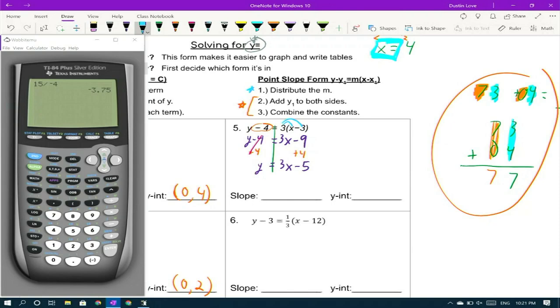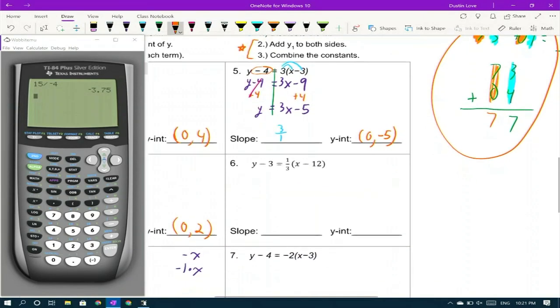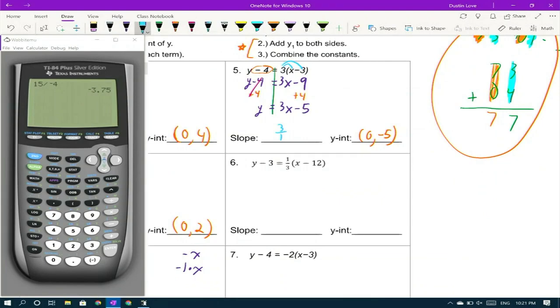And so now my slope, coefficient of x, 3 over 1. Y-intercept is (0, negative 5). Sign is important, and the 0 coordinate is also important. All right. Oh, by the way, that step 3 that we didn't talk about, combine the constants. That whole thing actually happened right here whenever I did that column. So that's what I meant by steps 2 and 3 kind of happen at the same time.